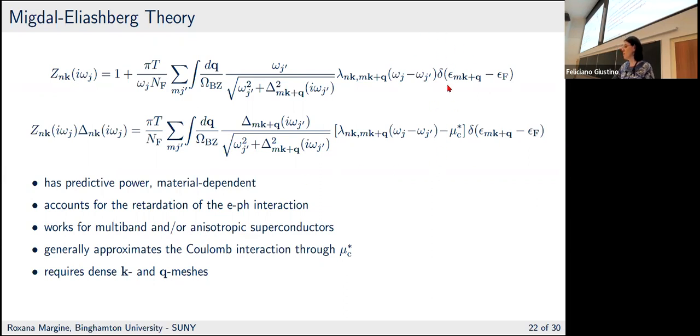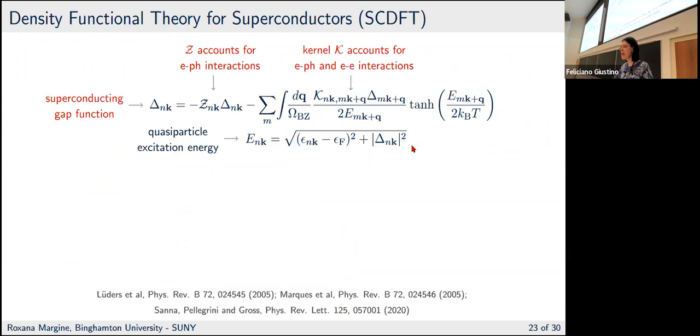In the current implementation, we still rely on μ*, but hopefully we will get rid of this approximation soon. Maybe in a year or so, we'll have a new implementation where we won't have to rely on this parameter.